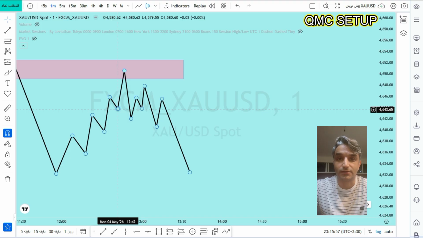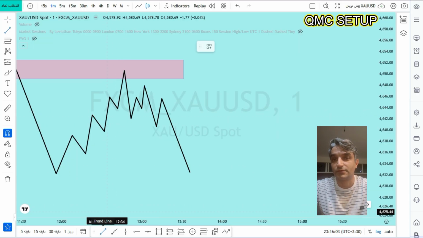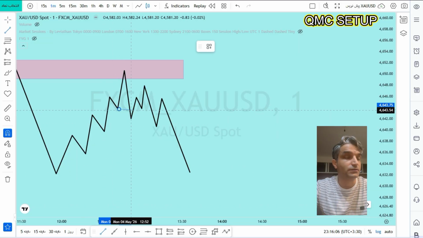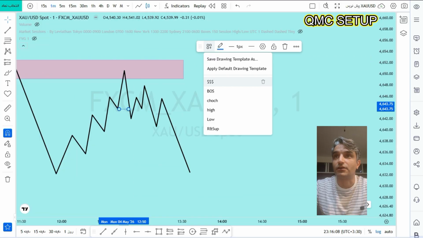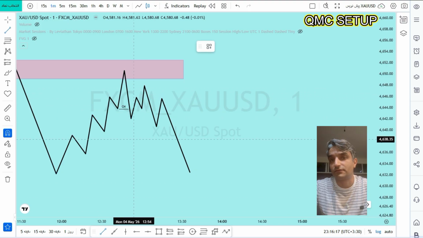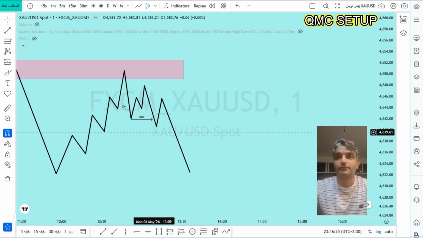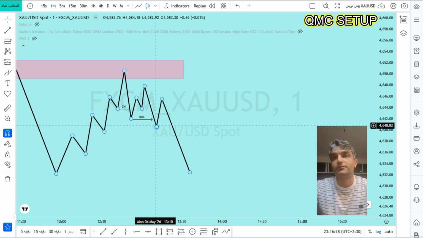Quasimodo continuation. Okay, price comes to that area and has a break in this area, a change of character. After that, price comes a little up and breaks it for the second time. Then price should come back from this area.